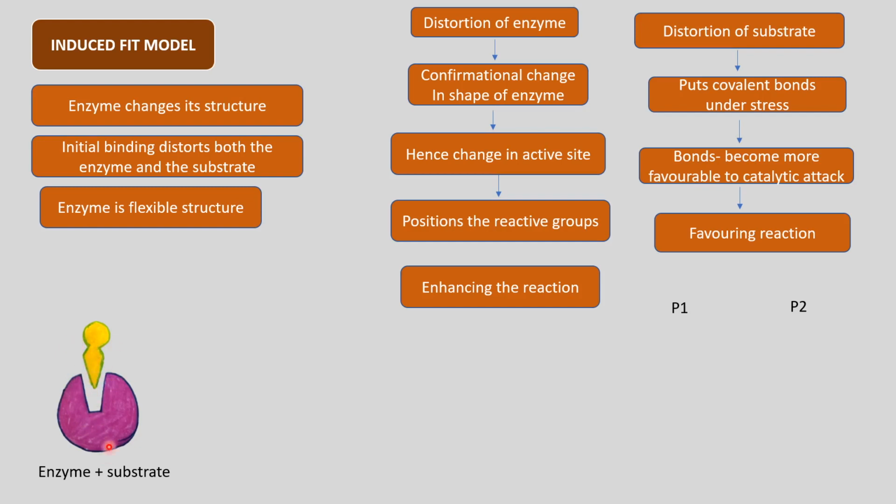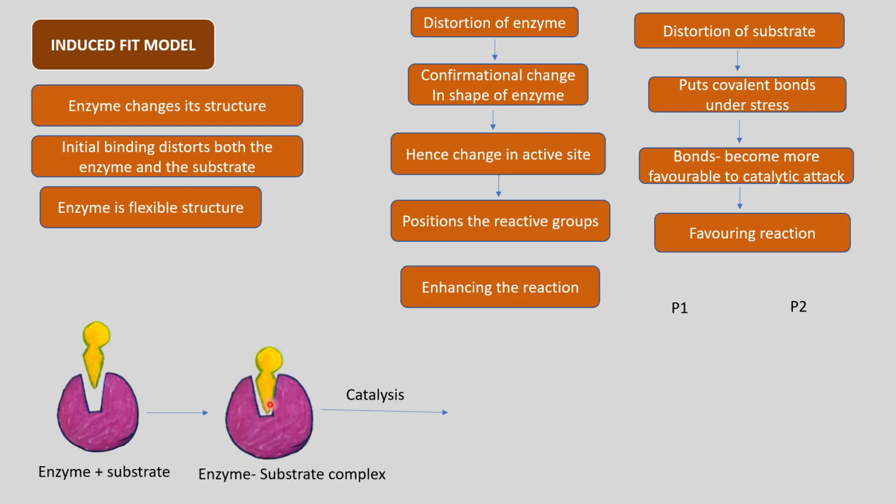So as the substrate comes near the enzyme, it will enter into the active site of the enzyme. Still the shape of the active site is different, right? It is not complementary. But as the catalysis event takes place, you will see that there is change in the structure of the enzyme, and this change makes the substrate fit properly in the enzyme. So this change is mainly for what? This change is to properly bind the substrate with the enzyme.